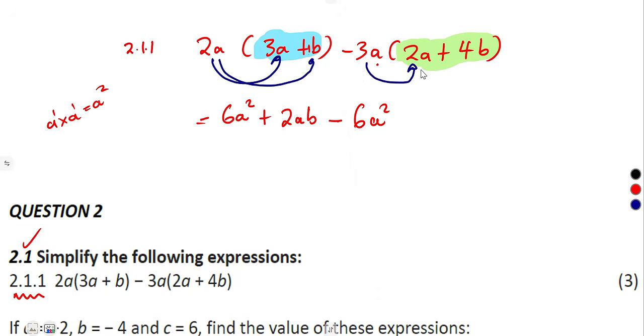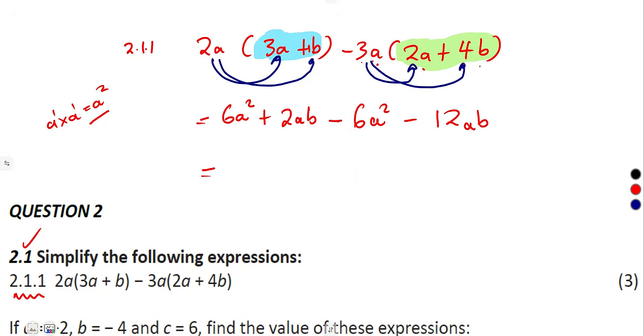I talked about this, guys. A times a is what? A squared. Then we move on. The negative 3a also multiplies the positive 4b. So negative times a positive is what? Negative. Then 3 times 4, that's 12. A times b, that's ab.